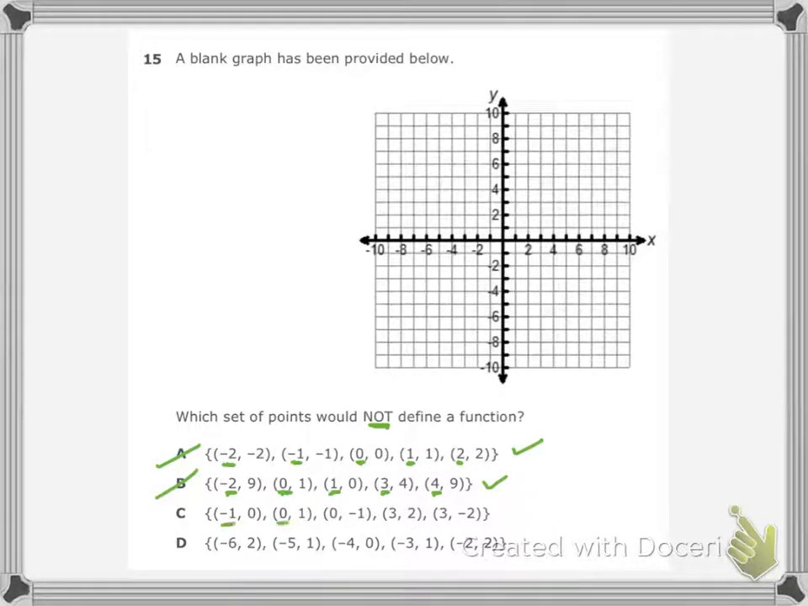C, let's look at those input values. Uh-oh, I see this 0 appeared more than once. And uh-oh, I see this 3 input also appeared more than once. This is not a function, so that's probably my answer, but let's just verify that D also is a function. -6, -5, -4, -3, -2, those are all different, so that's a function, so that's not my answer.